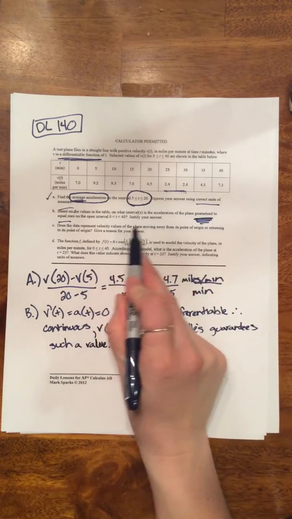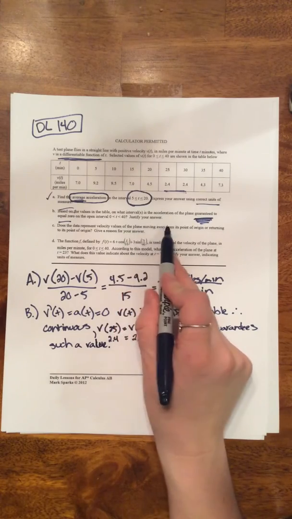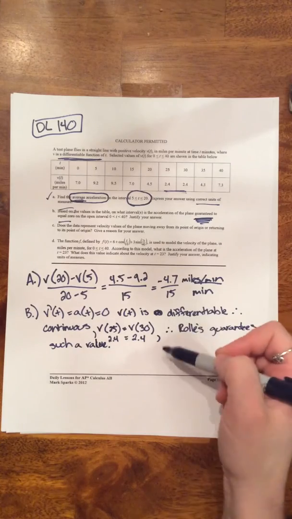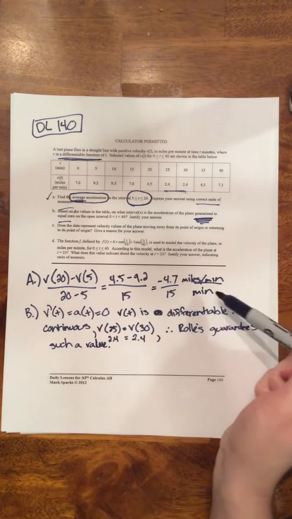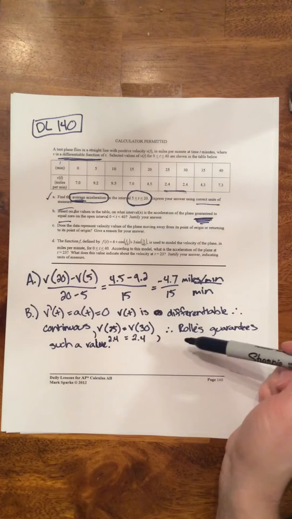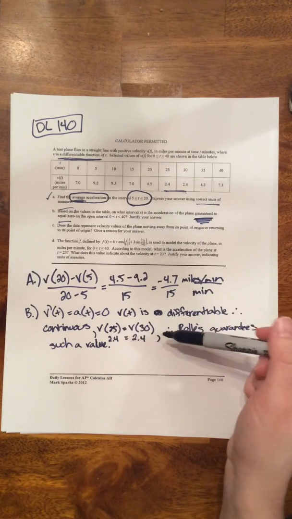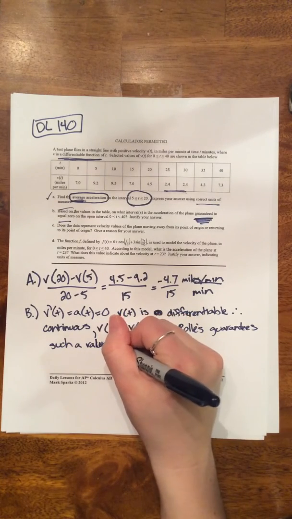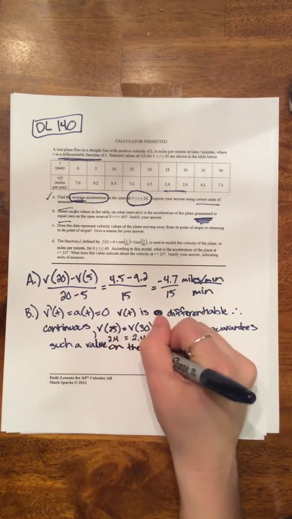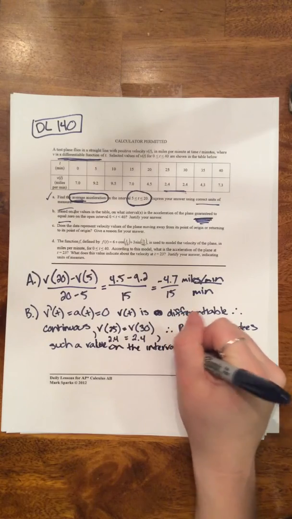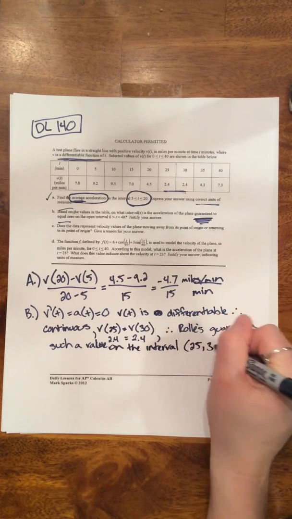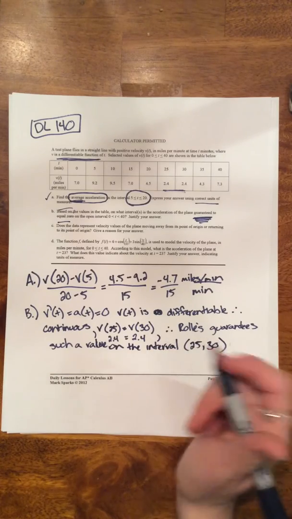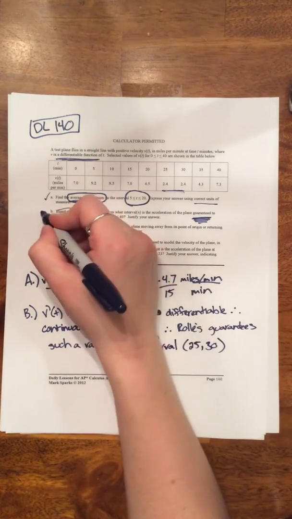And then if you notice, it just says to justify. It doesn't say what is the value of C, so I don't have to find that. I'm just saying, is there one guaranteed? Yep, there is, because V of t is differentiable, therefore continuous, and V of 25 equals V of 30. And I should say it guarantees such a value on the interval 25 to 30, meaning somewhere in between 25 and 30, not 25, not 30, but somewhere in between, where V prime of t is going to equal 0.